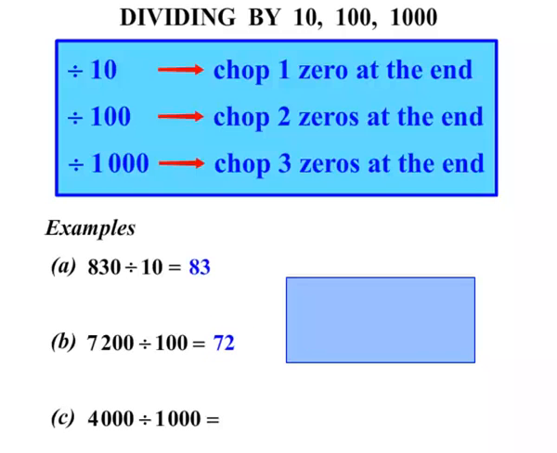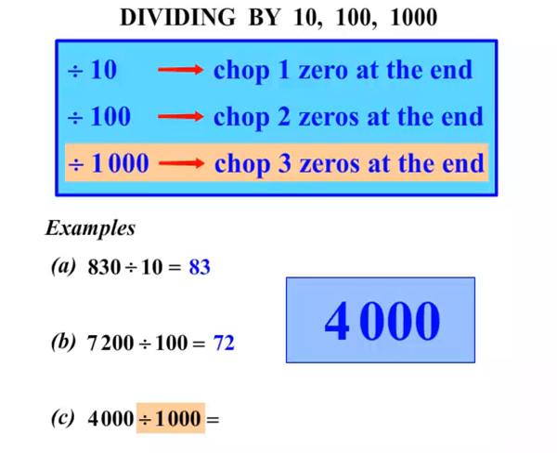4,000 divided by 1,000. Well, let's start with our 4,000. We're dividing by 1,000, so looking up at our little table there, we're going to chop 3 zeros off at the end. So those 3 zeros, cross them out. So the answer, of course, is going to be 4.